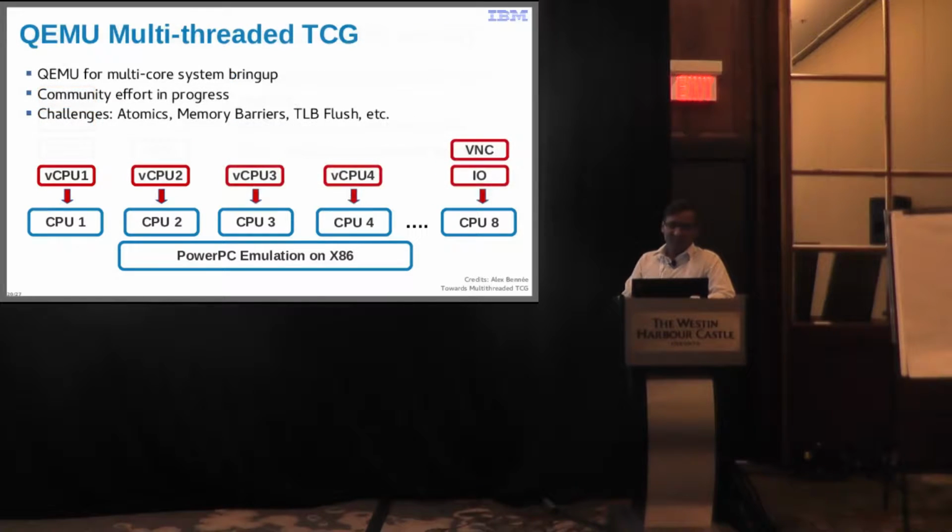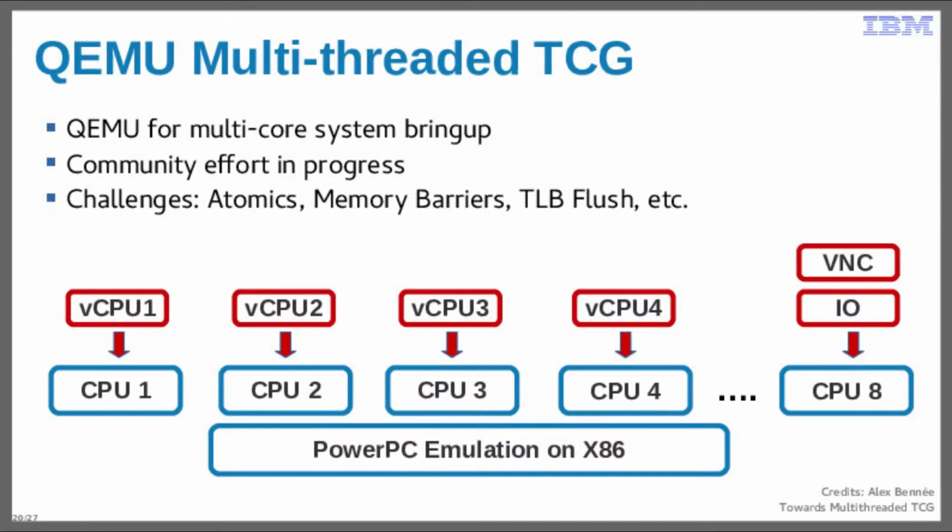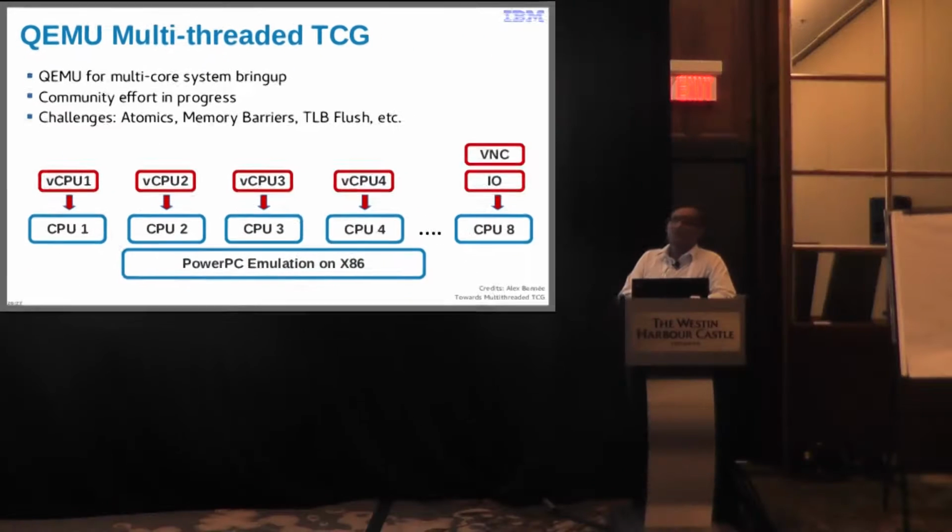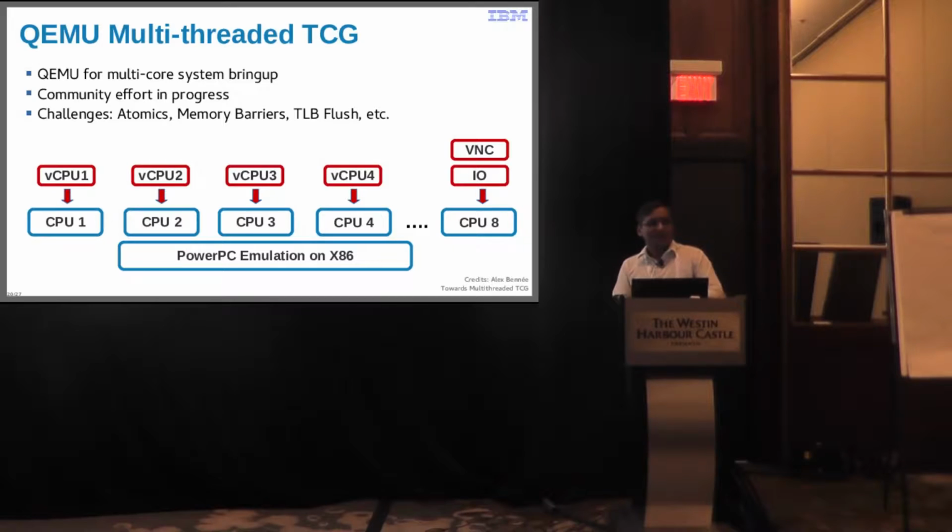The multi-threaded TCG basically brings this feature wherein we can run vCPUs on each CPU, and then we can do the multi-core bring up, which means we can find out issues much before we actually go on to the hardware, right?